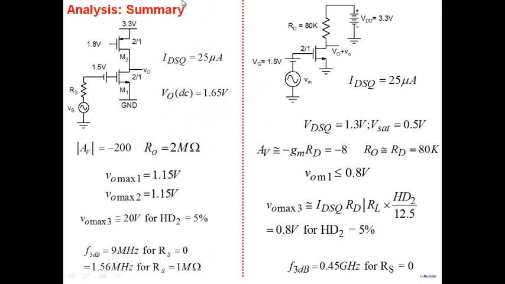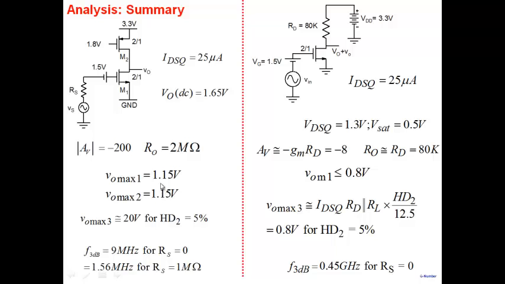So this is a comparison of the two amplifier stages here. This is a common source amplifier with a resistive load, and this is a common source amplifier with an active load here. Both of them are biased at 25 microamperes. And you can compare the two. Gain here was 8. Both sizes are the same, 2 by 1 here. Here we have chosen 80K. So gain is 200 here, gain is 8 there.